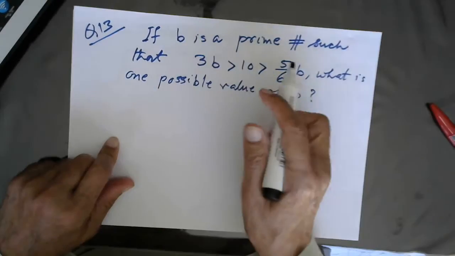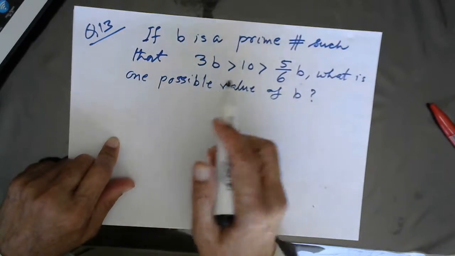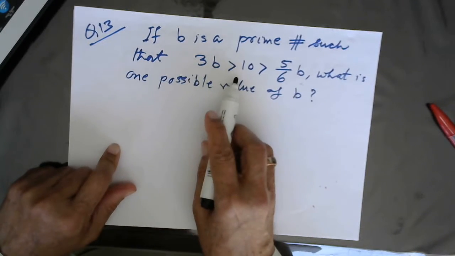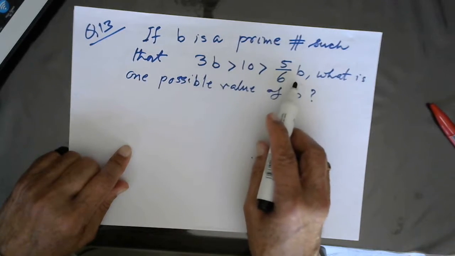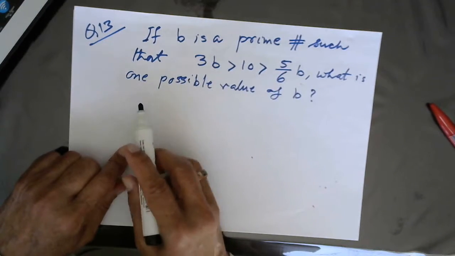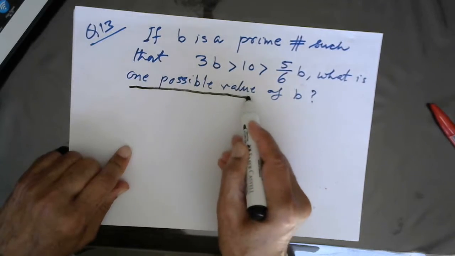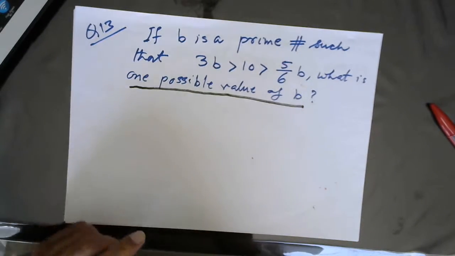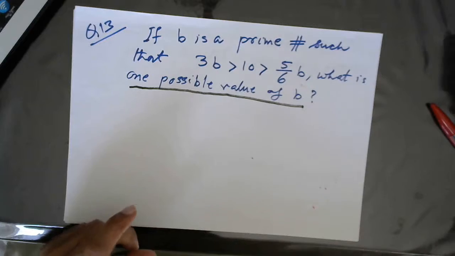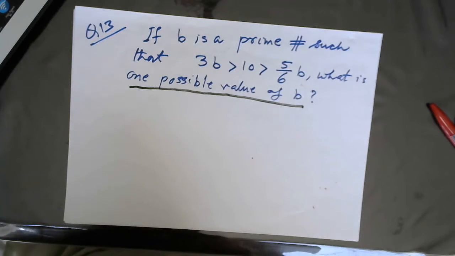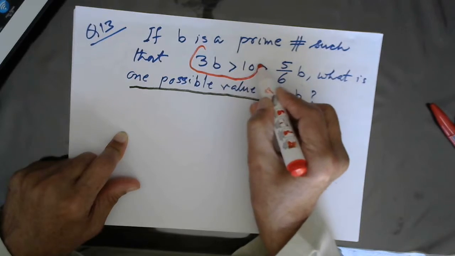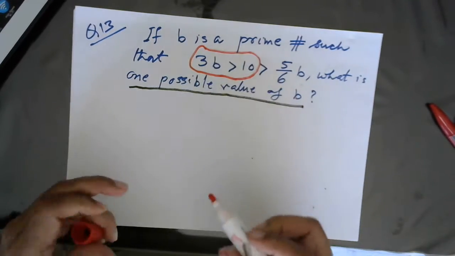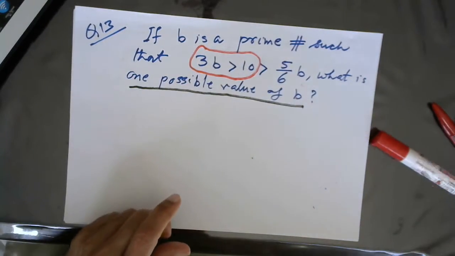If b is a prime number such that 3b is greater than 10 and 10 is greater than 5 by 6b, what is one possible value of b? Okay. Now, I will break this into two inequalities. One is this, and the other one is this.